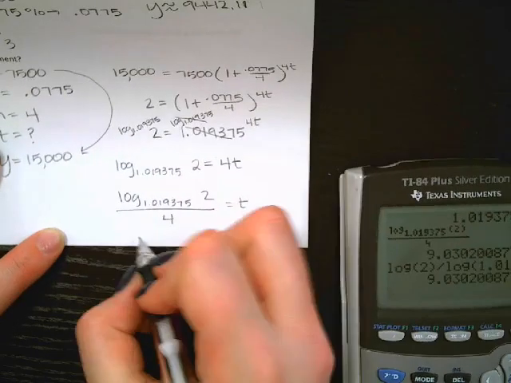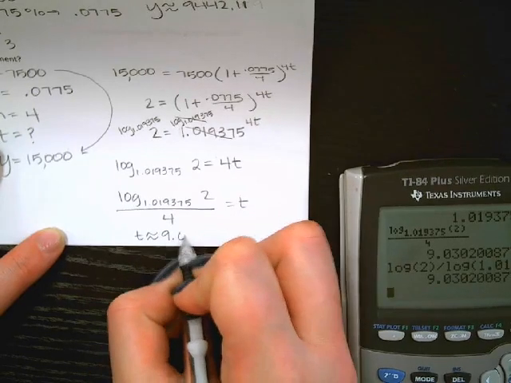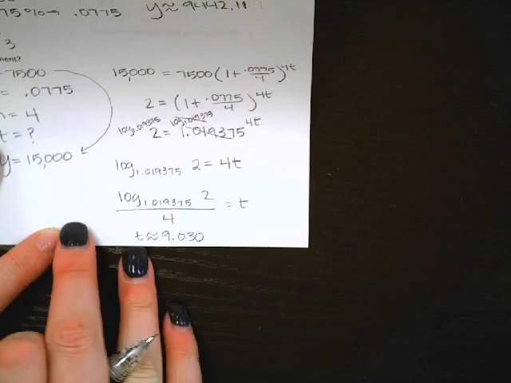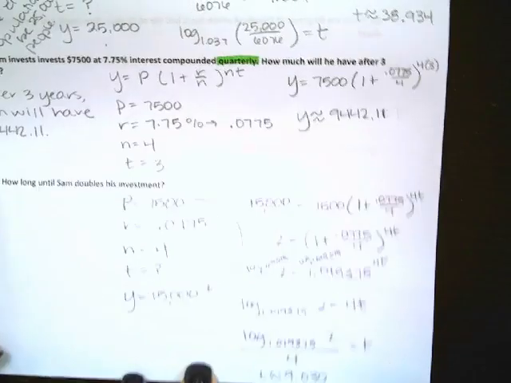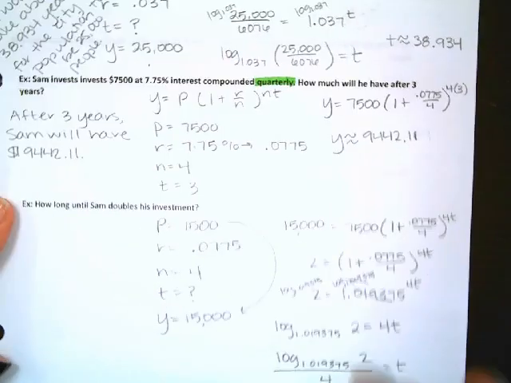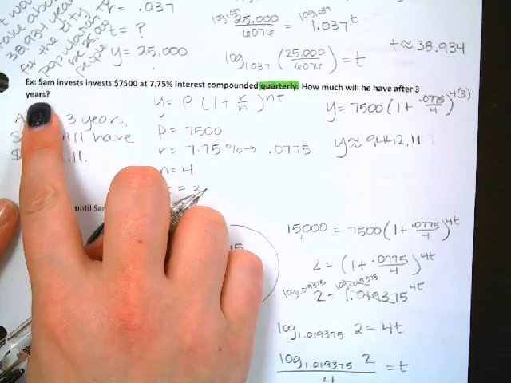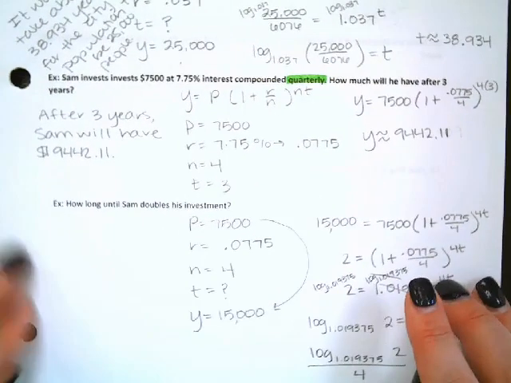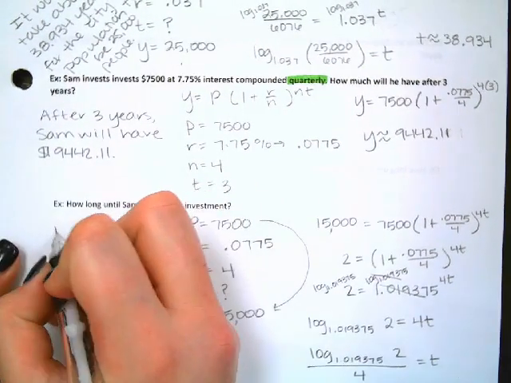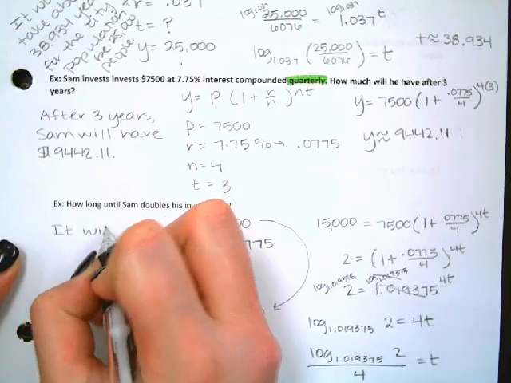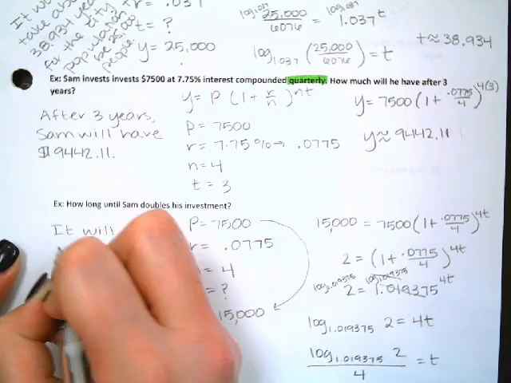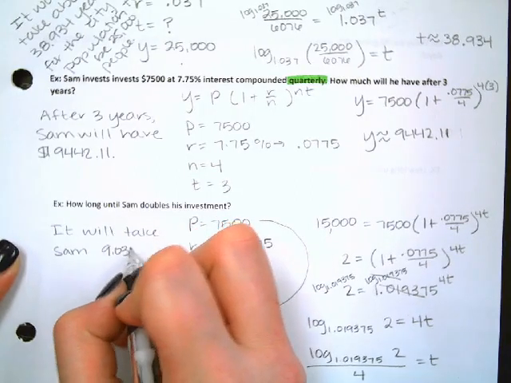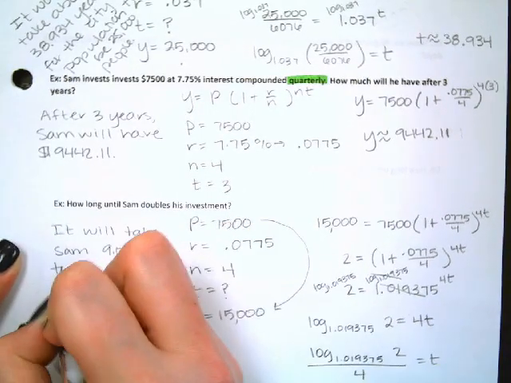So t is 9.030. And remember that based on the problem, we don't have any reason to think this is not years. It did say after 3 years. So the original time frame was in terms of years. That means our time frame is still in terms of years. So we're going to say it will take Sam 9.030 years to double his investment.